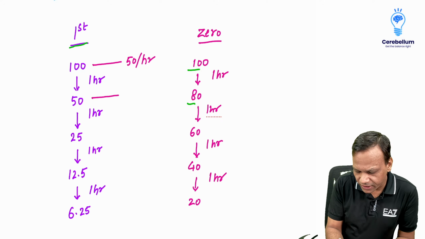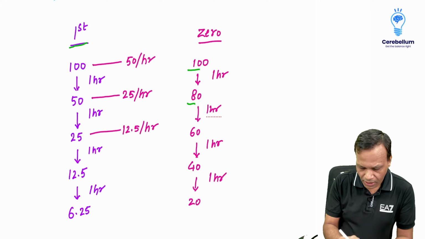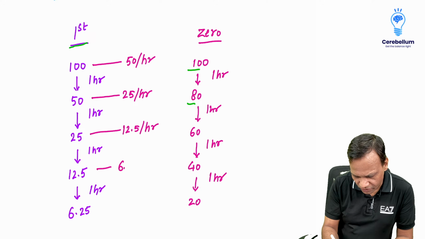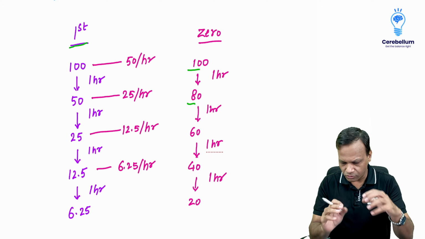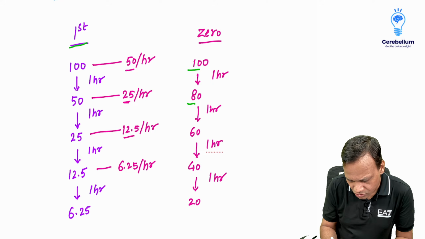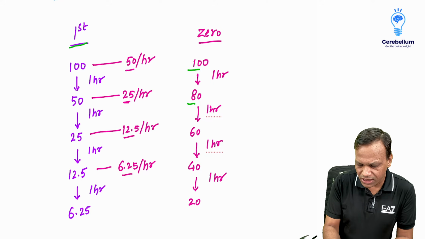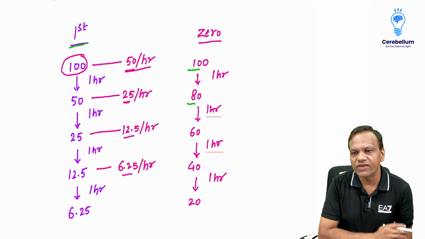Here, out of 50, 25 are eliminated. So 25 per hour. Here, 25 minus 12.5, it is 12.5 per hour. Here, 12.5 minus 6.25, so it is 6.25 per hour. So that means the amount eliminated is different every hour. You can see that the more the plasma concentration, the more is the rate of elimination.